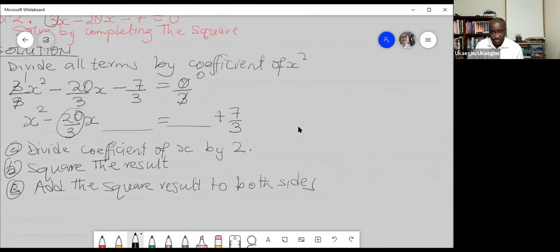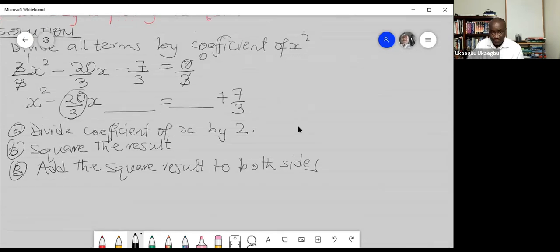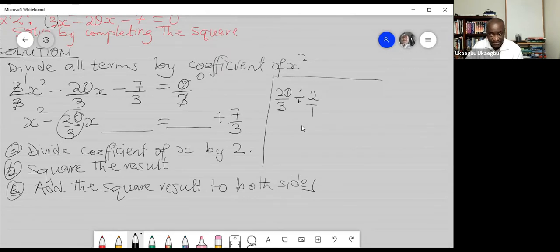Okay, so now let me just do that by the side here. Look at the coefficient of x. The coefficient of x is 20 over 3. So divide that by 2. Here's how you divide: 20 over 3 divided by 2 over 1. Now, this is where you bring out your elementary school mathematics of manipulating fractions.